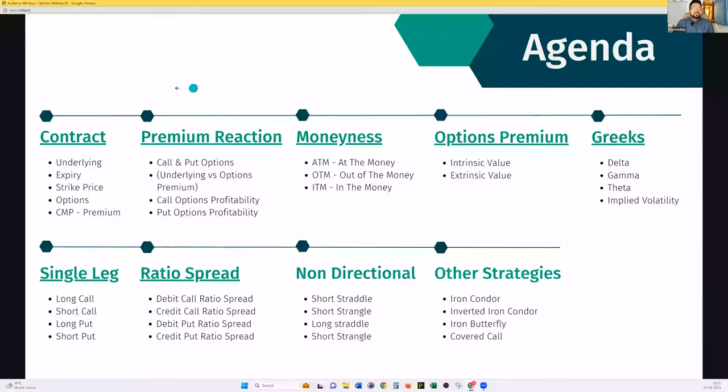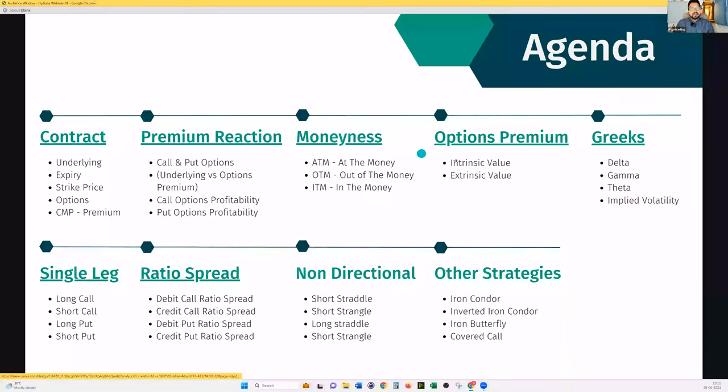So in this video, you're going to understand a lot about the contracts, where we speak more about the underlying, expiry, strike price, options, and the premium. And then we speak more about the premium reactions, and we speak about the moneyness, where we learn a lot about ATM, OTM, and in the money options.